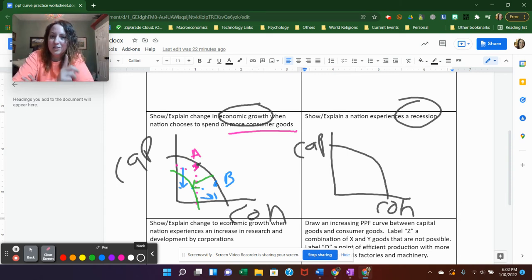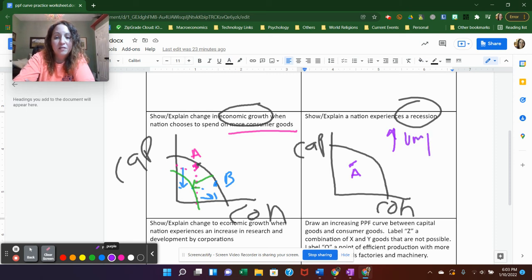The problem with a recession is, notice how I didn't say anything in this situation about economic growth, and I didn't say anything about the long run. This is not a shift. A recession on the PPF curve is when you are at a point inside. Is it possible to be in a recession? Yes. Is it efficient to be in a recession? No.